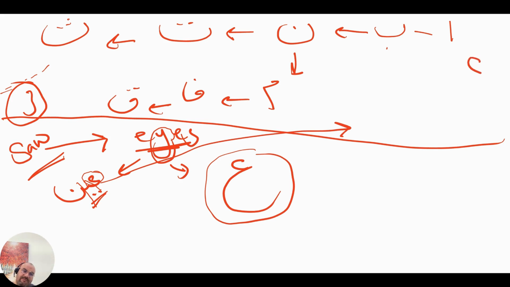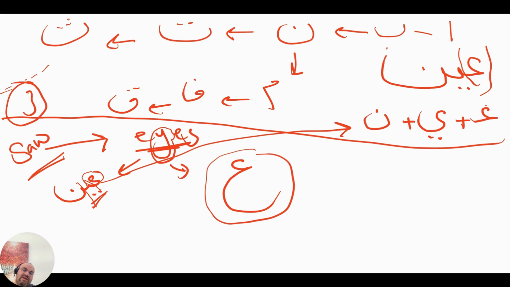So we cut this word. Ayn means eye, one eye. We write it in this way, right? So this one we pronounce ah, and this one ya. So it's ah plus ya plus n. So how will we read this one? Ayn, ayn. Okay, pronounce this one as ayn.